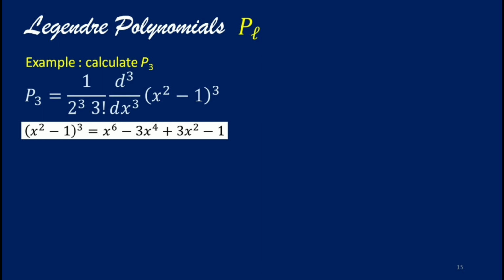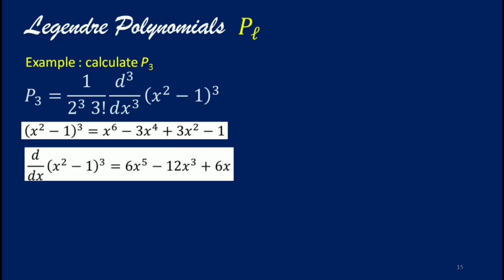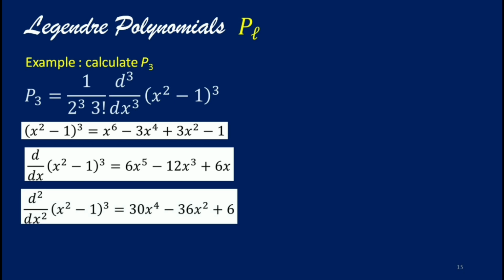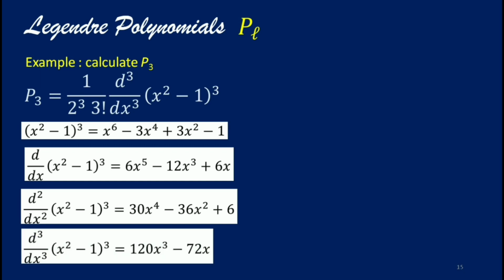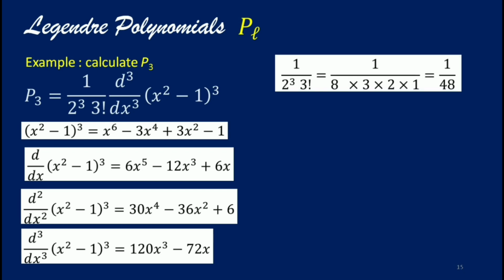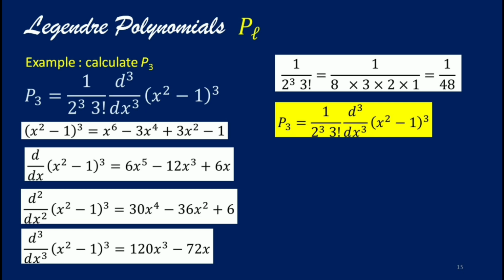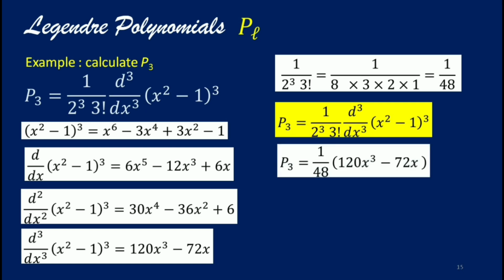So the first derivative is 6x^5 minus 12x cubed plus 6x. The next derivative is 30x^4 minus 36x squared plus 6. One more derivative is given by 120x cubed minus 72x. Then we calculate 1 upon 2 to the power 3 times 3 factorial: 3 factorial is 6, 2 cubed is 8, so 1 upon 48. Just multiplying both, P3 will be 1 upon 48 times (120x cubed minus 72x).